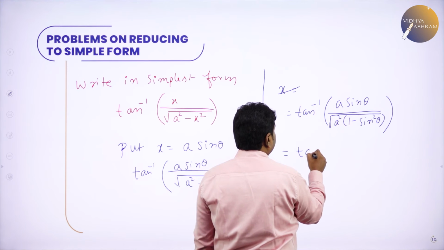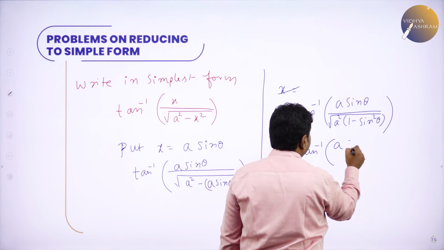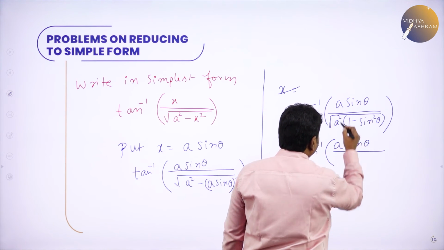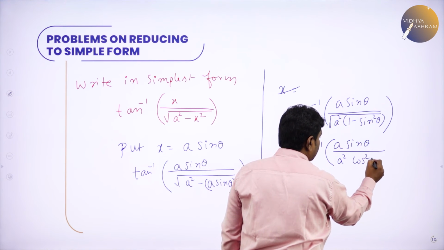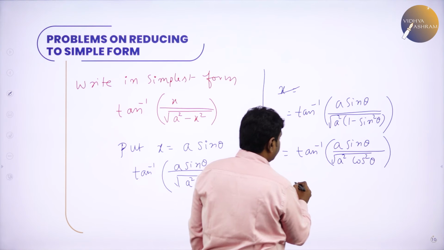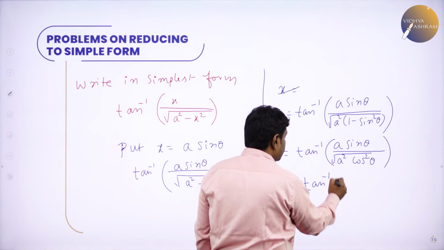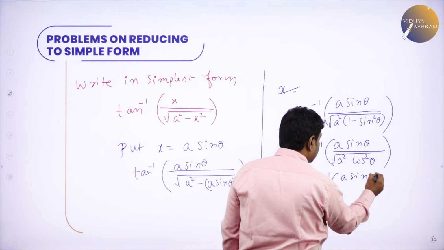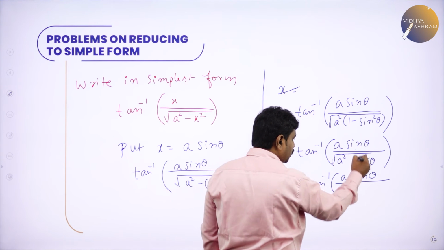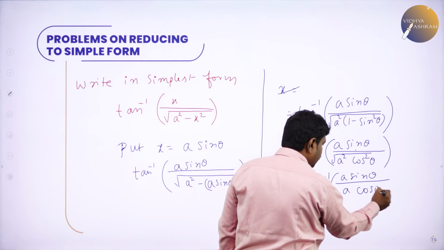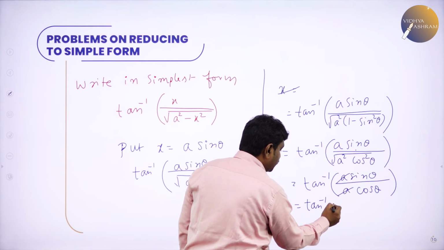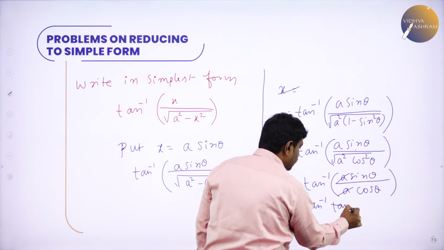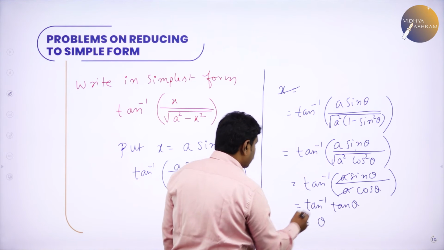Further, you simplify, it will become 2 tan inverse of a sin theta divided by root a square into 1 minus sin square theta, which is cos square theta under the root. All of you know, tan inverse of a sin theta in the numerator, the denominator root a square becomes a, root cos square theta becomes cos theta, and a cancels. Tan inverse of sin theta by cos theta is tan theta. Finally I got theta.